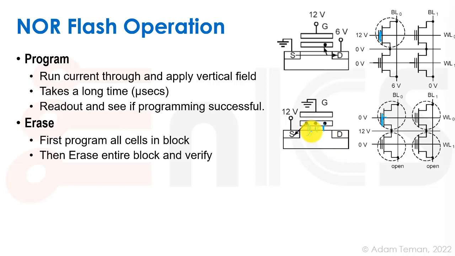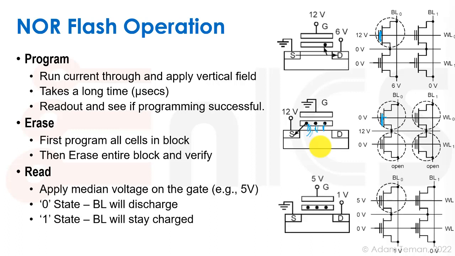So this is going to be a longer process that's going to be iterative, and we're going to do it at the whole block at the same time. But since we programmed everything to the same level initially, it's going to be easier to erase it without too many iterations of verification. Finally, how do we do read?